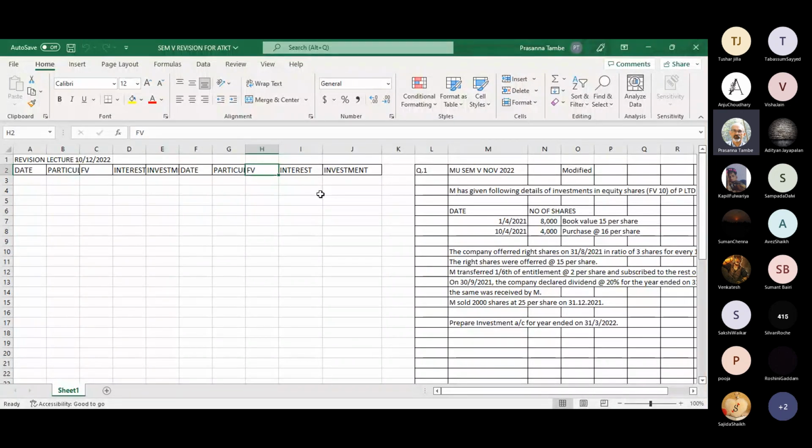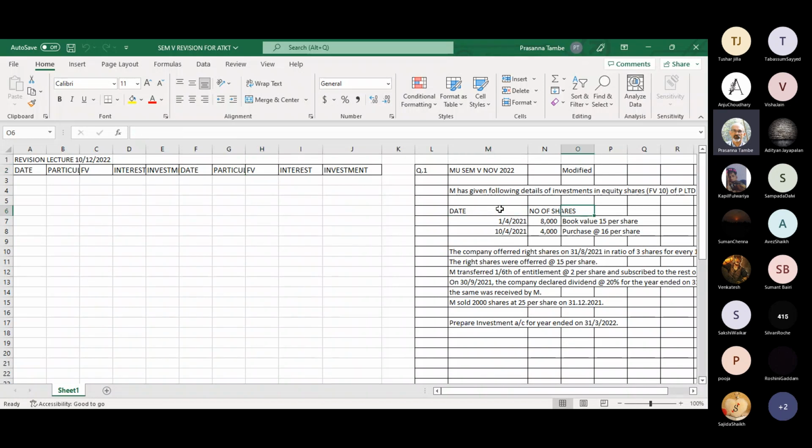And today there are two questions. Both are from Mumbai University's recent question paper. Recently they had conducted the same FA examination. So both these questions are shared with you, and we'll start working on it. So let's have a look at the first question.